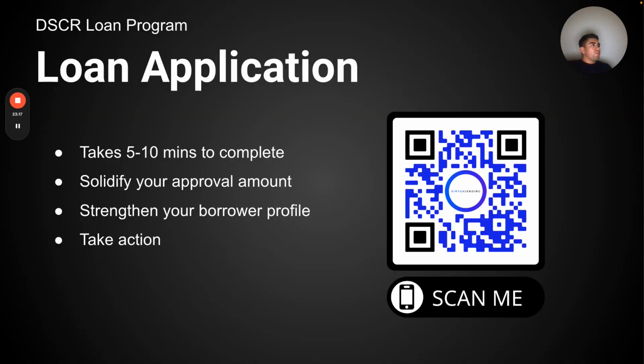So guys, I hope that really clears up how the program works and addresses all the main points of the program. If this is a program that you are interested in, and you do want to take the next step, simply put, we'll have to complete a loan application. You can scan this QR code here, which will take you directly to my loan application. Once you submit the application and complete it, I'll be notified and I'll be working on your file directly.